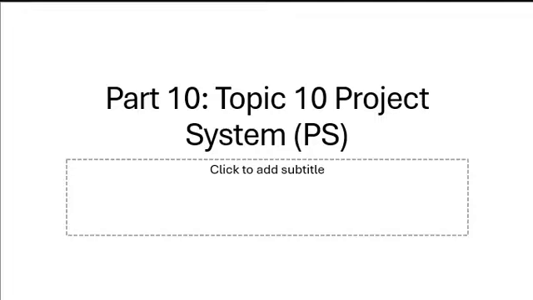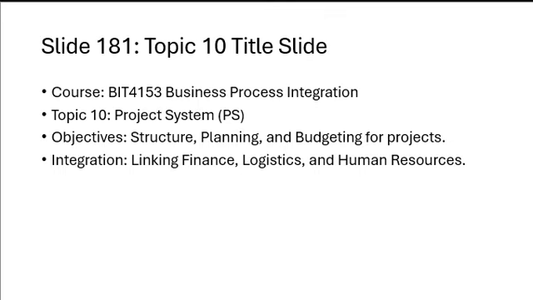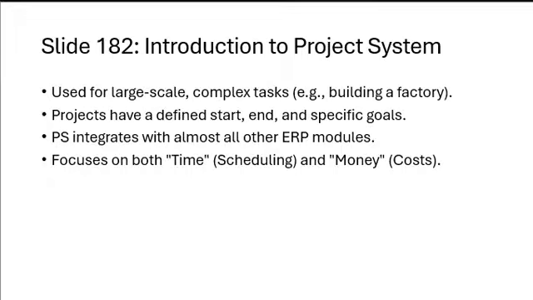revision. Okay, moving on to topic number 10, the Project System, PS. Okay, so the project system supports large scale, complex organizational tasks. It integrates the finance, logistics, and human resource modules, and the objectives include planning, budgeting, and project execution. The project system ensures the project meets time and cost goals. So integration will help the organization manage resources more effectively.